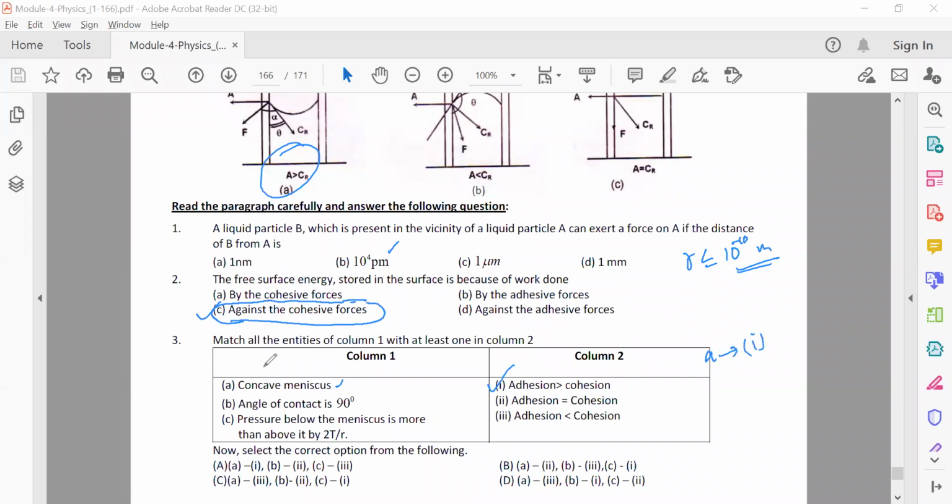Angle of contact is 90 degrees. That's this case. Okay, so that goes with this. And pressure below the meniscus is more than it by 2T by R. So pressure is greater. So that means it's a convex meniscus. If the pressure at this point is greater than the pressure outside, that means it is a convex meniscus. So if it's a convex meniscus, it means that the contact angle is greater than 90 degrees. So its adhesion is less, cohesion is dominating over this. So C should go with 3.